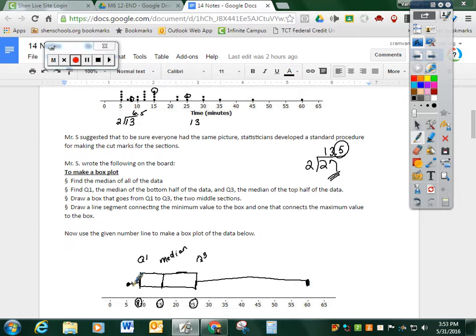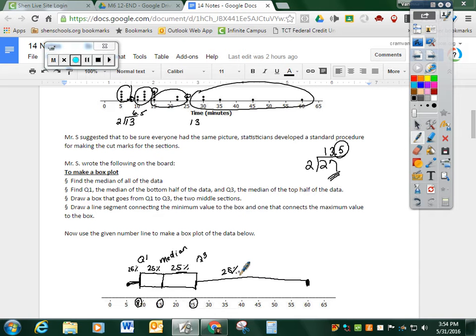This just separated your data into 4 sections: 1, 2, 3, 4. It's like you're taking 100% and splitting it into 4 equal sections. So this whisker would be 25%. This box is another 25% of your data. This box is 25% of your data. And this whisker is 25% of your data.